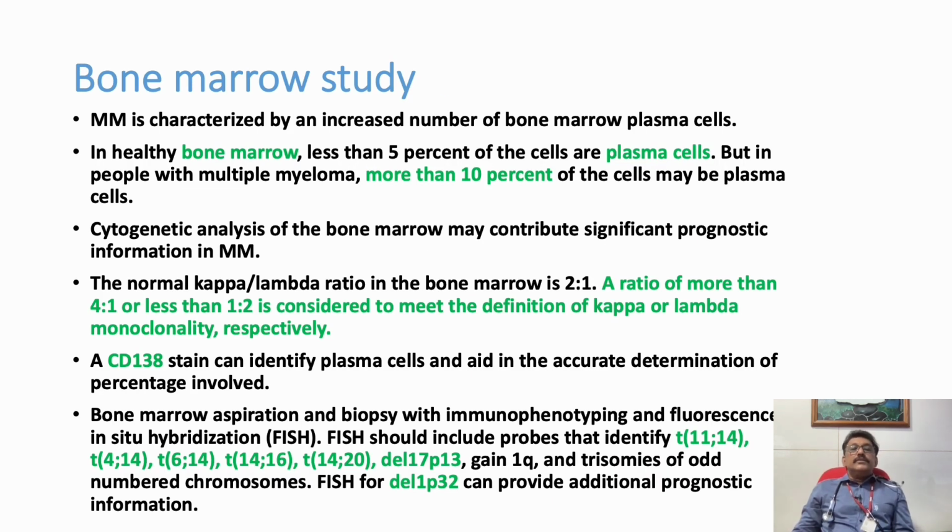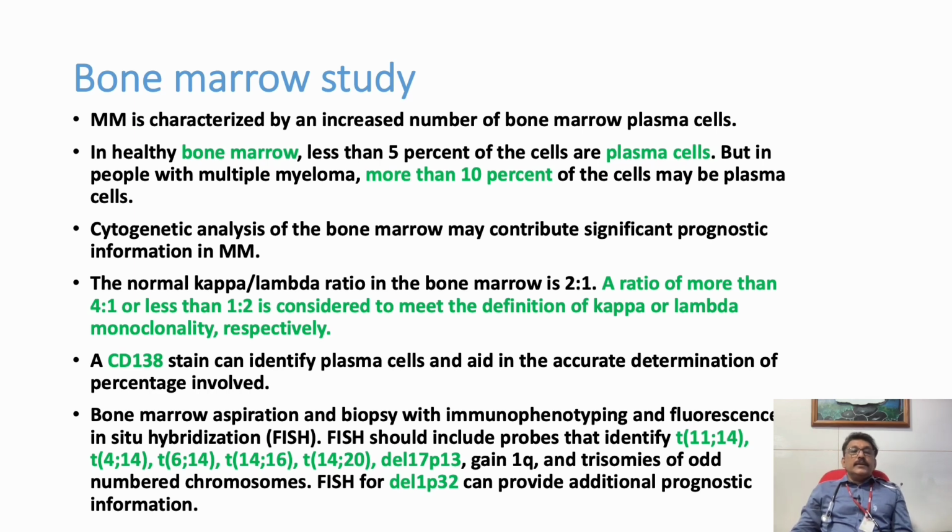Other investigations: you can do a bone marrow study. In a healthy person, bone marrow shows less than 5% plasma cells. But in patients with multiple myeloma, more than 10% of the cells will be plasma cells. So the bone marrow study is very important in patients who have multiple myeloma.